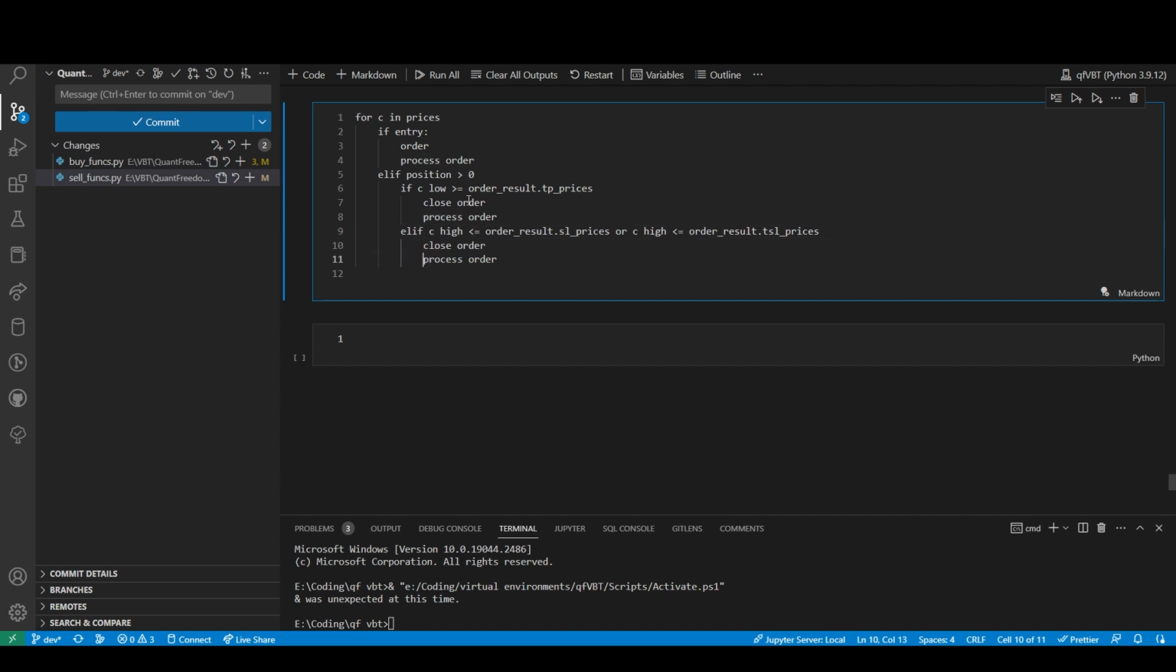So if we are in a position, if it's an entry, do this. Else, if we're in a position, check to see if the low is greater than or equal to this. If it is, then do this. Else, check if the high is less than or equal to this, or high is less than or equal to this. Right? No.